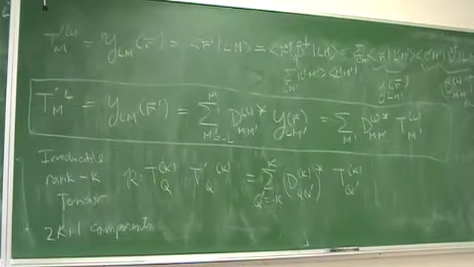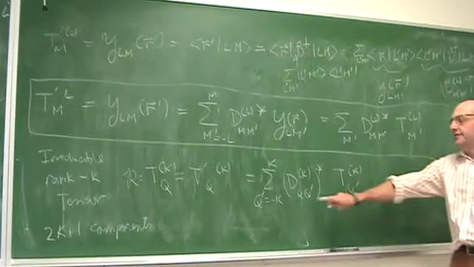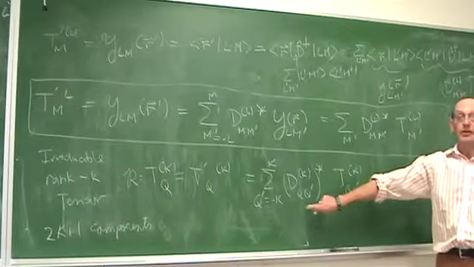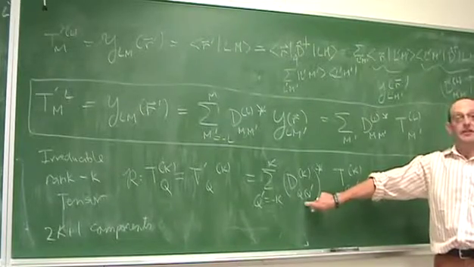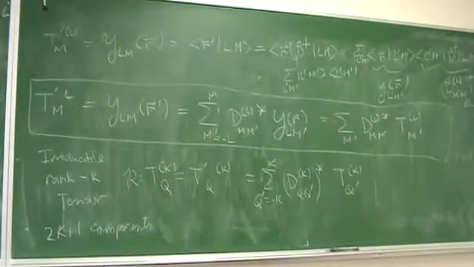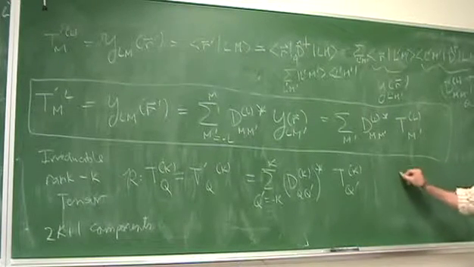A group of 2K plus 1 objects which transforms under a rotation according to this rotation matrix, which is a 2K plus 1 by 2K plus 1 matrix, is known as an irreducible rank K tensor. Okay? A vector is a rank 1 irreducible tensor as long as I write its components in the spherical basis. But if I were to write x cubed, that's a rank 1. This is a rank 1 tensor.